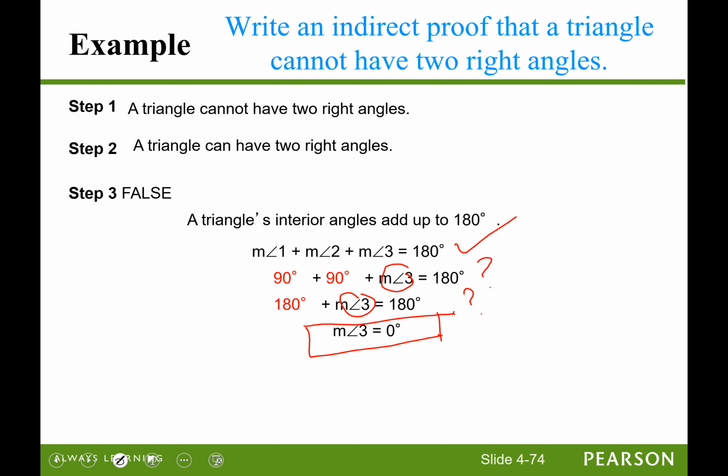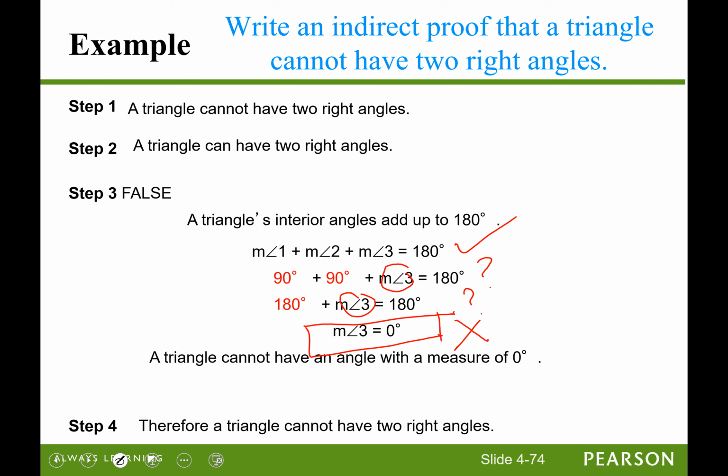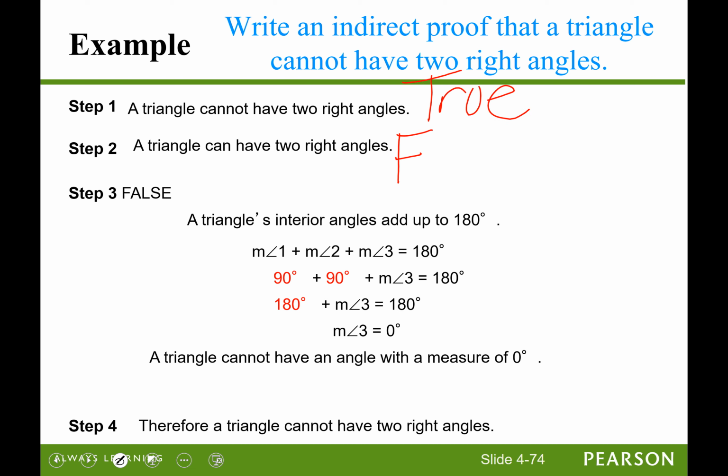But when we narrow that down to the measure of angle 3 equals 0 degrees, that is wrong. We cannot write that statement, because angles cannot measure 0 degrees. So a triangle cannot have an angle with the measure of 0 degrees. Therefore, a triangle cannot have two right angles. So we proved the negation false, and therefore our original statement that we were trying to prove is now proven true through an indirect proof.